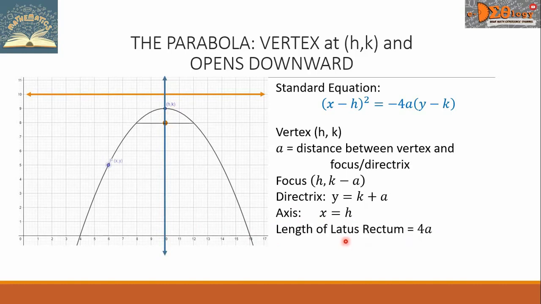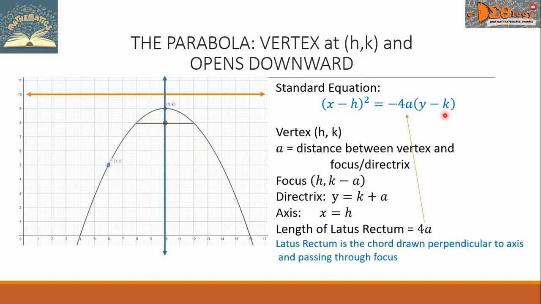Next is the latus rectum. Here is the line segment, and we call this the latus rectum. The length is equal to 4a. We can get this value from the positive coefficient of this binomial y minus k. We define the latus rectum as the chord drawn perpendicular to axis and passing through focus.